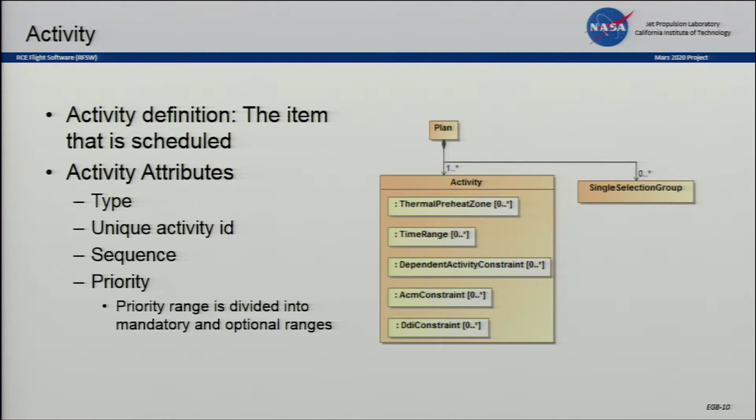Each activity has a priority, and we'll use that to categorize activities as mandatory, ones that are intended to execute for sure, and optional activities, which are ones that are sort of nice to have. Execute it if you have more resources available. That's kind of the high-level intent.